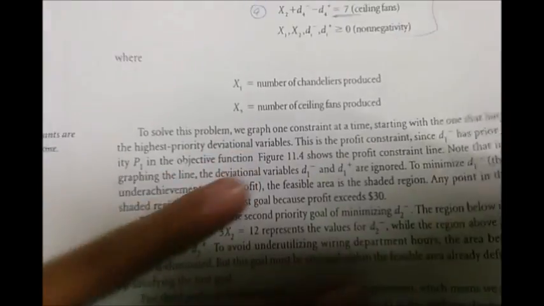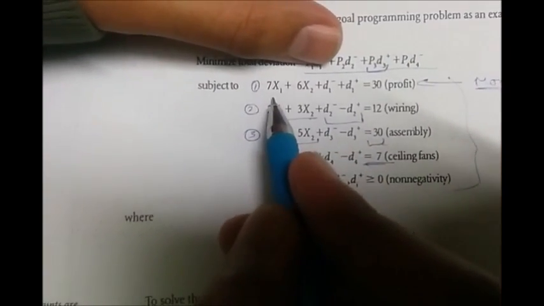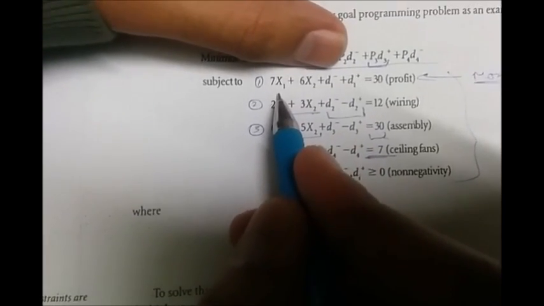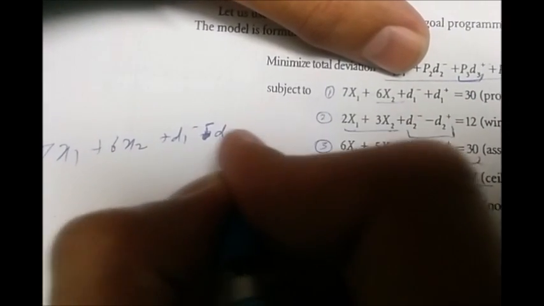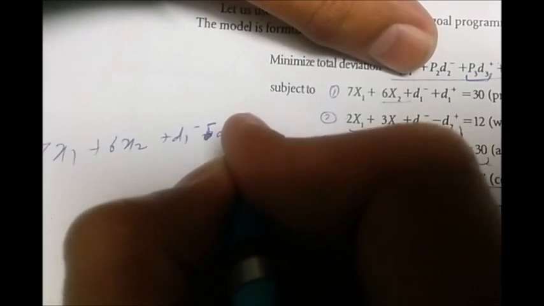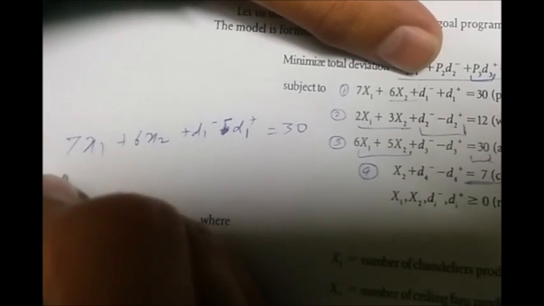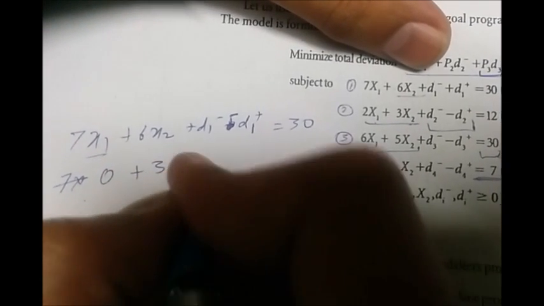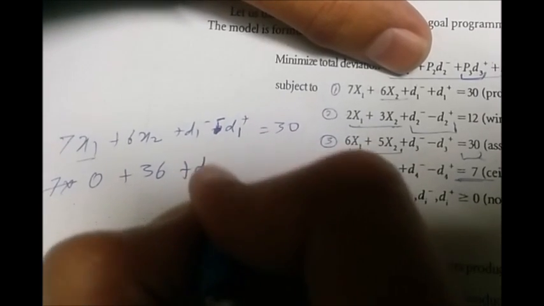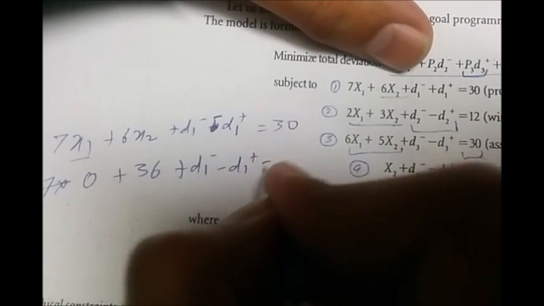Now in this first equation we will put x2 is equal to 6 and x1 is equal to 0. I'll do it for you: 7x1 plus 6x2 plus d1 minus, sorry, there is some mistake I think, minus d1 plus is equal to 30. Now here this became 0, so this whole will become 0 plus 36 plus d1 minus minus d1 plus is equal to 30.